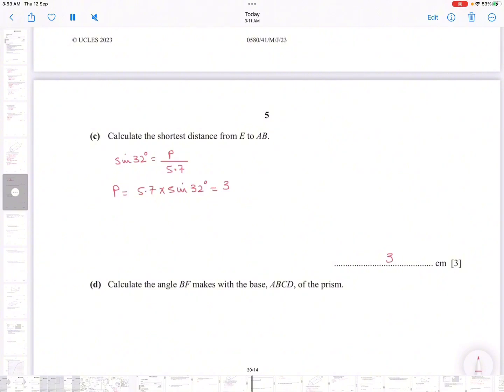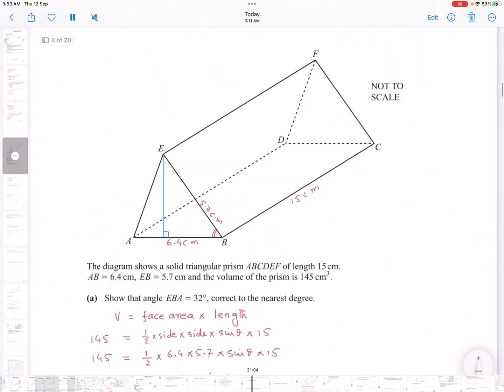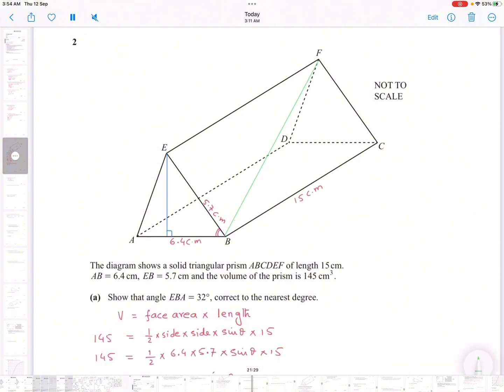Calculate the angle BF makes with the base ABCD of the prism. This is our BF, this green line. In triangle EBF, at E it is 90 degrees and EF is 15 centimeters and EB is 5.7. So we can use Pythagoras theorem to find the length of BF. Let's do it.